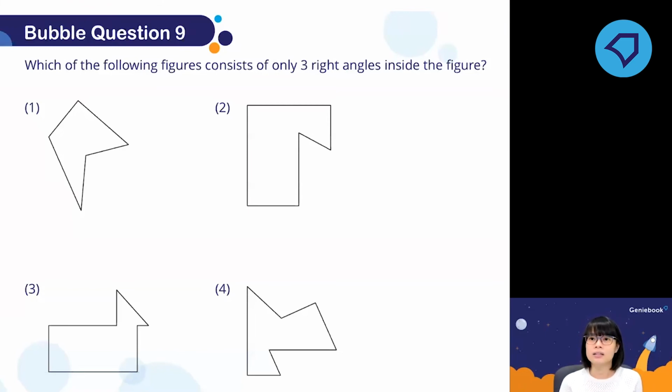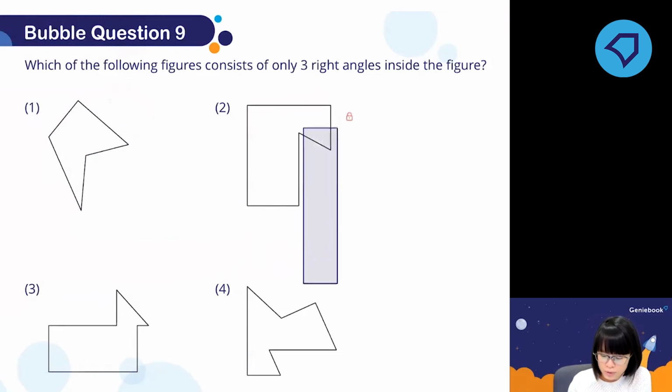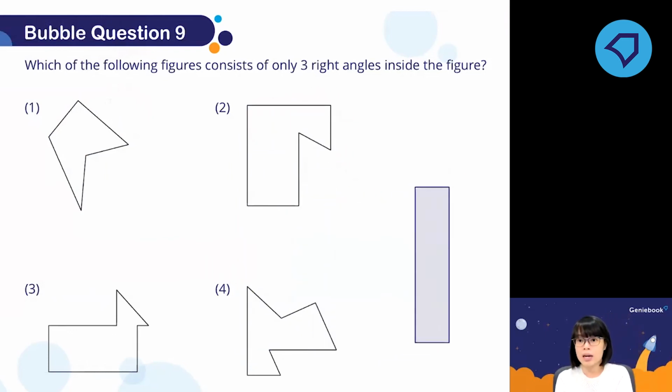Inside the figure. Sorry, Jamie, if my pointer is a little bit off, but I'm referring to the angles inside the figure itself. I can go back to question number 8 in a bit. So let's do question number 9 first. This one is worth 15 bubbles. You have more than 1 minute. Use your ruler to put at all the corners of the figures over here and then identify how many right angles you actually have. Yes, this is worth 15 bubbles.